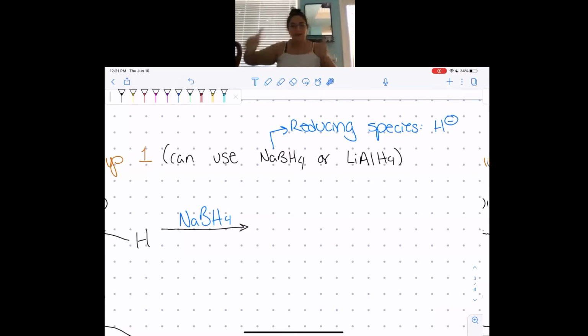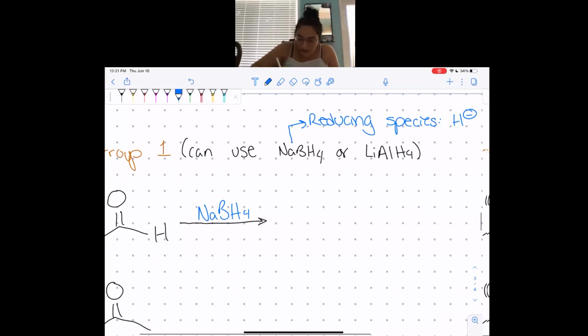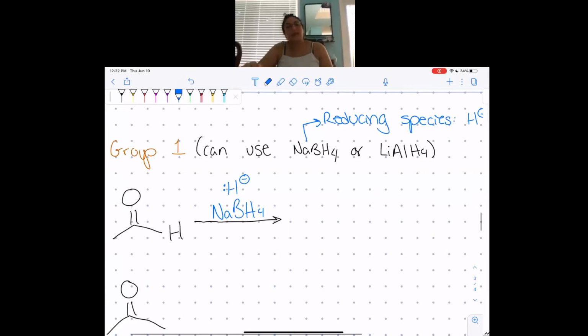So, good. Just want to point that out to you guys. Whenever I write the reaction, I am usually going to write H minus, just because I want you guys to remember that that's the reducing species. I'm going to remove the brackets just so it's easier to draw the reaction.